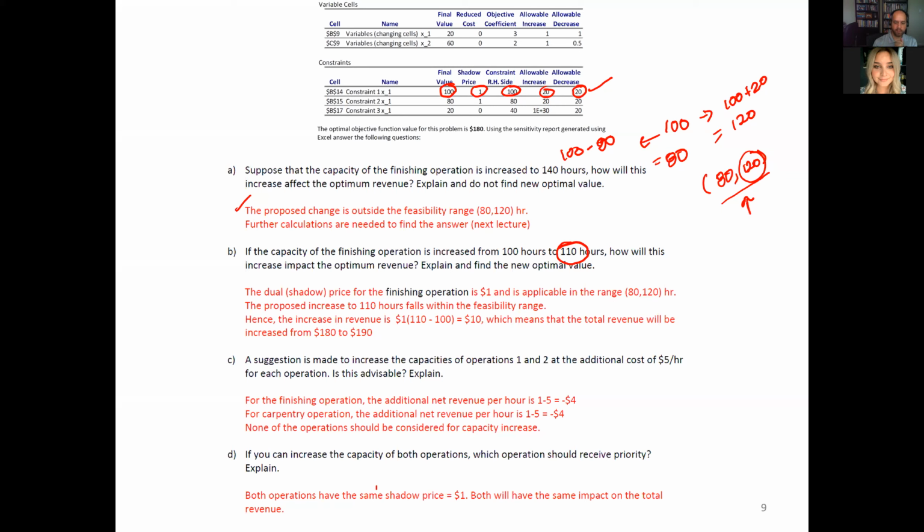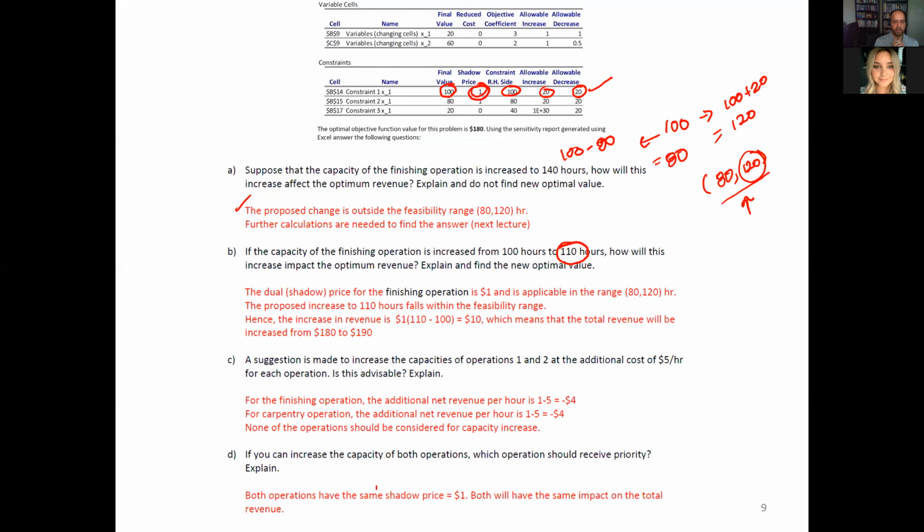Okay, so for that purpose, we have to look at the shadow price or the dual price. Excel uses the shadow price instead of dual price, but they mean the same thing. So the dual shadow price for the finishing operation is $1 and is applicable in the range 80 to 120 hours. So the proposed increase to 110 hours falls within the feasibility range. Okay, so the feasibility range goes from 80 to 120.